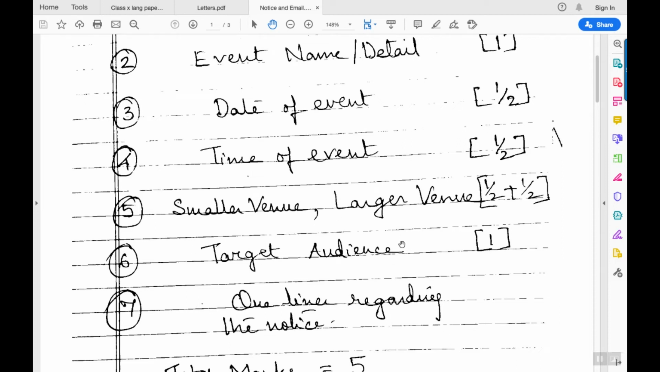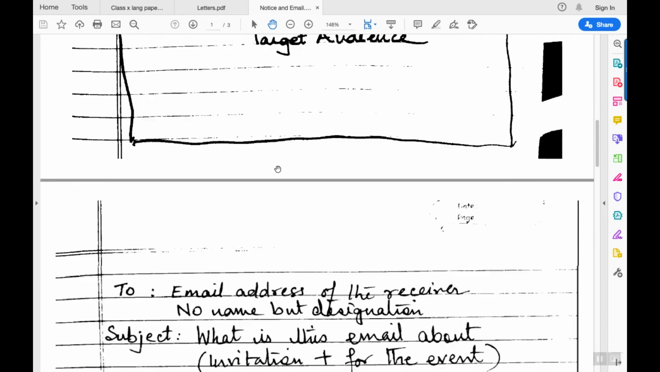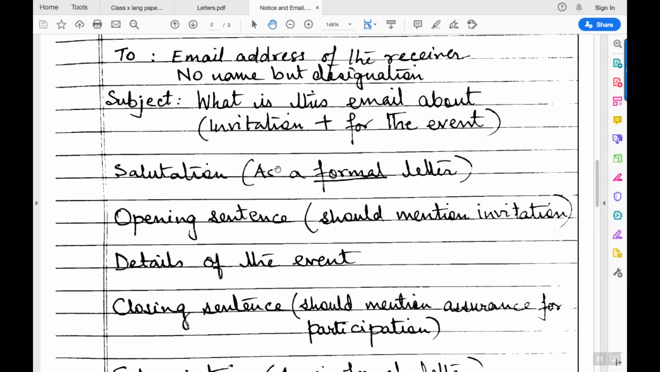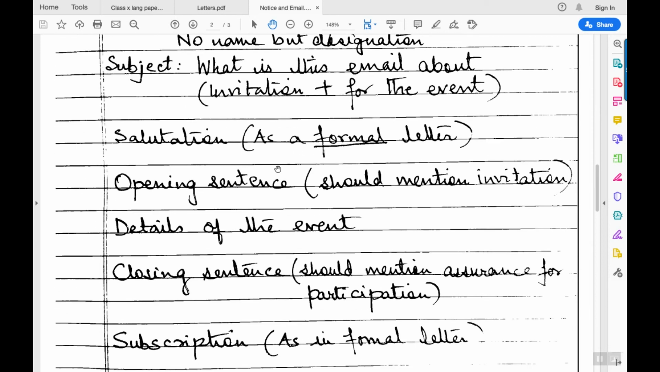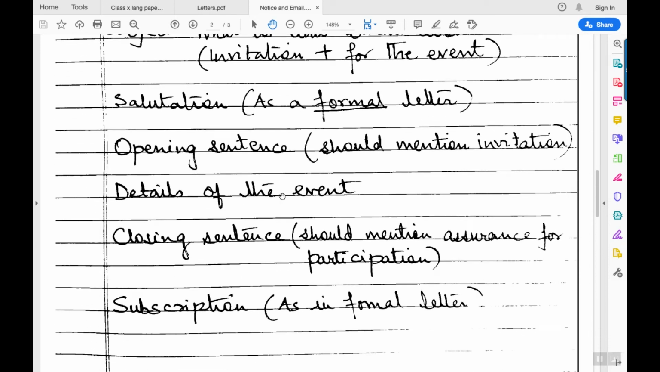Target audience, you may include, you may not include it, because the person to whom you're writing this email may not be interested in the target audience, but you can mention it. This event is for students from class 8 to 12. Okay, now each and every detail which you have mentioned in the notice has to come in here. Closing sentence should mention assurance of participation. Means the closing sentence of the email should have something like, we look forward to your kind presence in this event as the guest of honor.